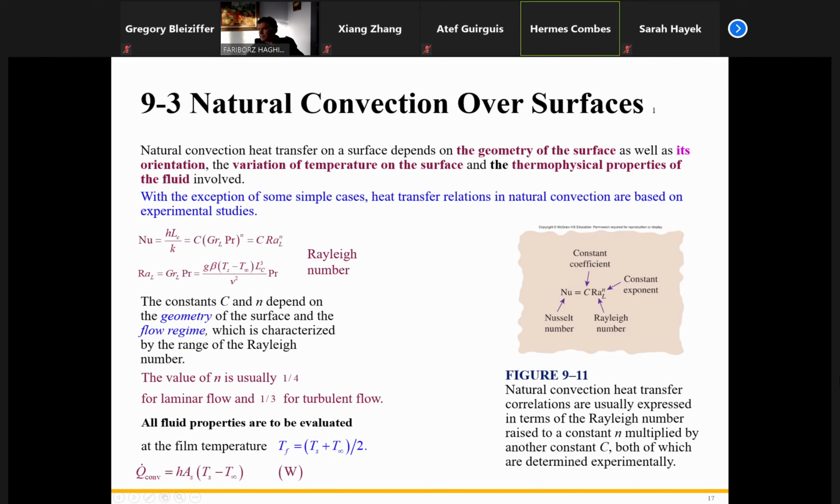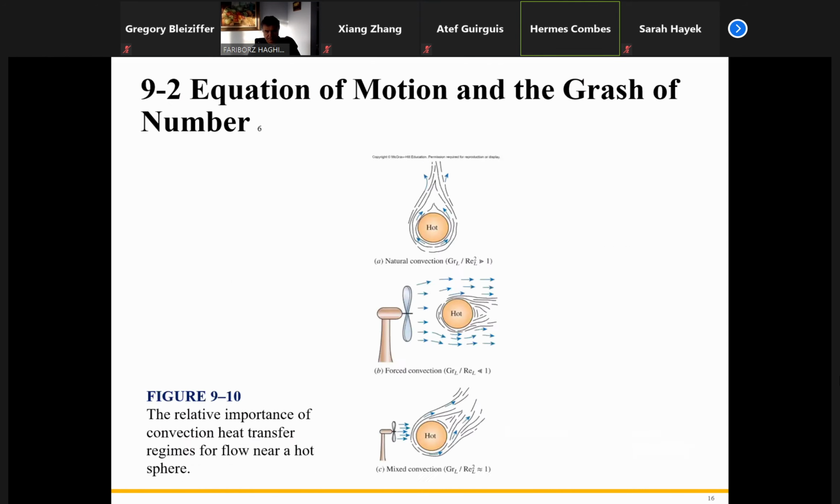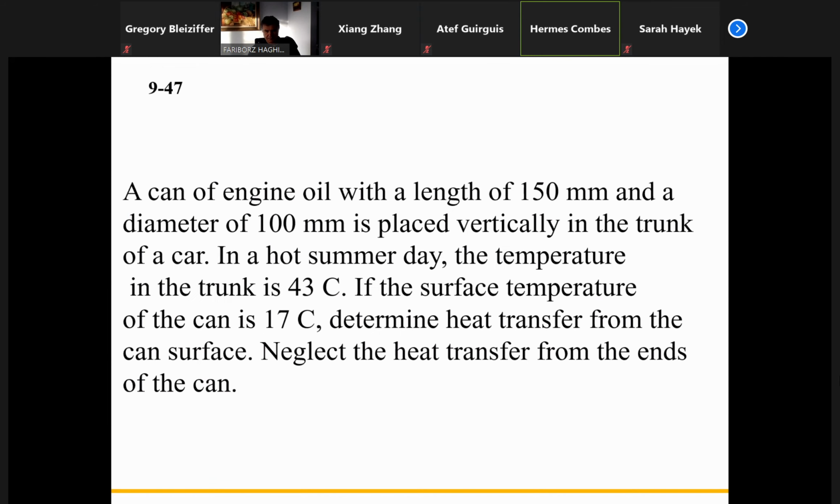Yes, sir. Can you show the question again? I didn't find the Ts to infinity. I didn't write it down. Okay, 43 and 17. The average, the TF, becomes 30.